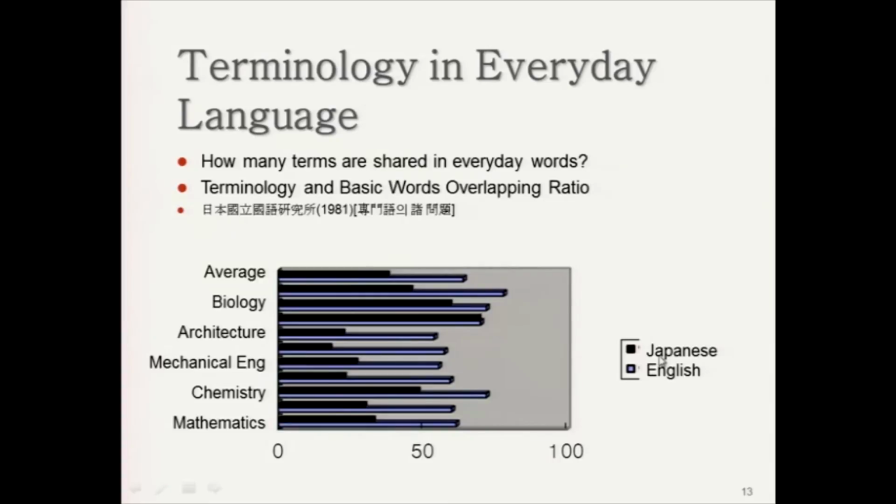In Japanese and English, on average, in Japanese text around 20 years ago, the overlapping ratio is below 50%, but for English, it's around 65 something. Many biology terms were found in English everyday text. This is the agricultural one, and mechanical engineering, chemistry, and some mathematics. So English terms now overlap with everyday language text by more than 50%, but in the case of Japanese, it is more than 50% in architecture and so on, but some fields are below 50%.